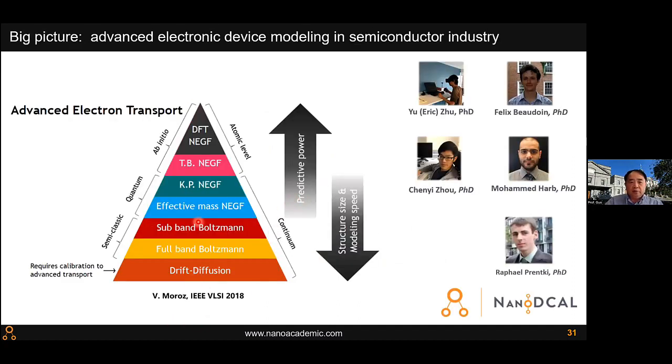So here is the toolbox of the semiconductor industry. You go all the way from drift diffusion, classical, to this NEGF DFT in the end. Okay, so in our firm, we have a tool which does this. And of course, we have these other tools. I want to thank my team who developed these tools for transport simulations.